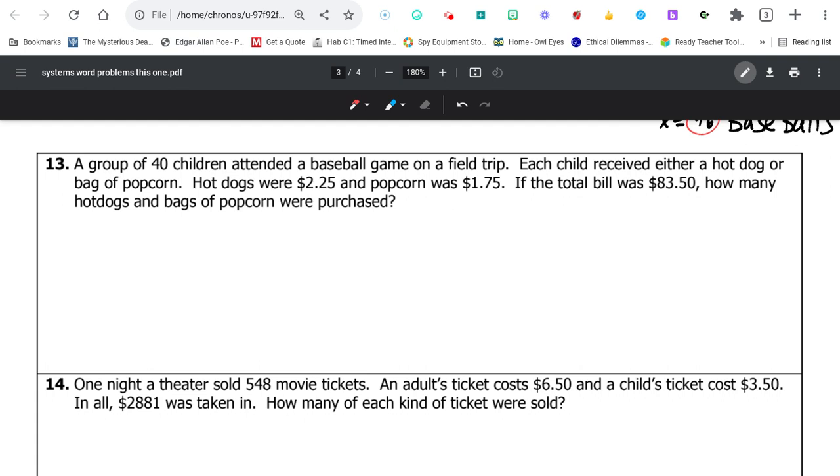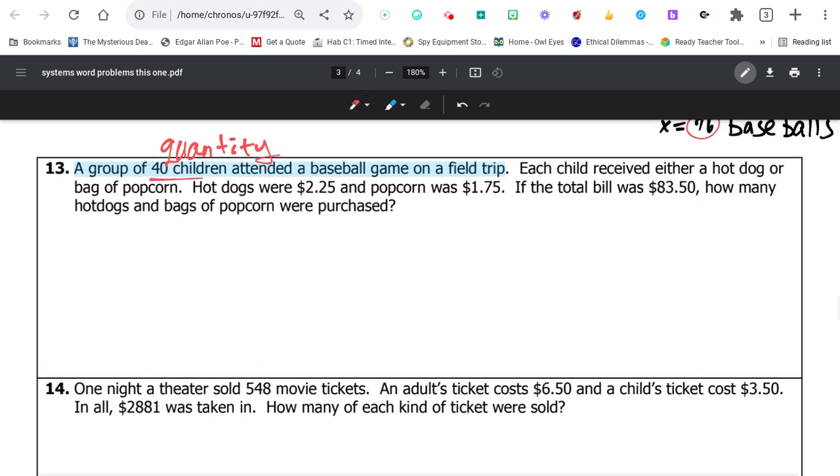All right, this is what you should have gotten. It says a group of 40 children attended a baseball game on a field trip. So that's going to be quantity. That tells me the total number that went, 40, okay? All right. Each child received either a hot dog or a bag of popcorn. All right, so we got hot dogs and popcorn. The hot dogs are $2.25, so this will be the coefficient of the hot dogs, and the popcorn was $1.75. That'll be the coefficient of popcorn.